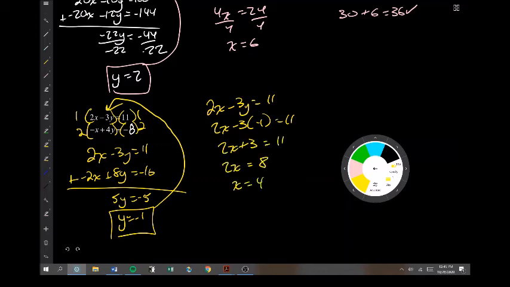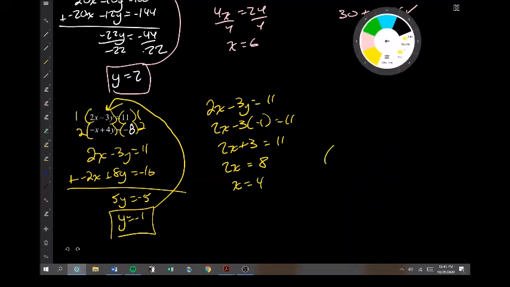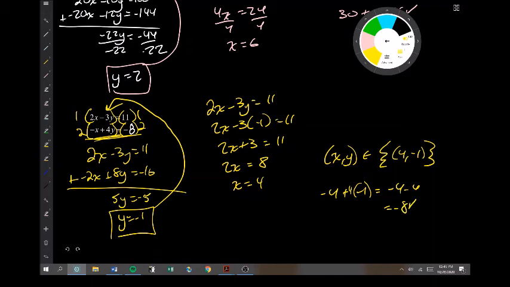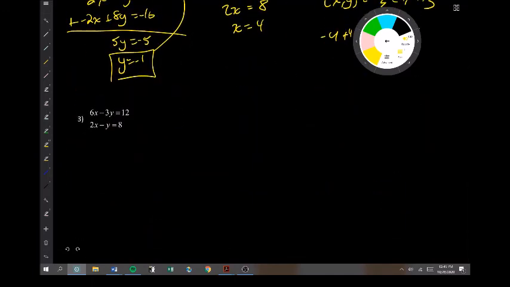And solve it without talking at all, apparently. So x, y is 4, negative 1. I'll check in the other equation. If I plug in 4 for x and plug in negative 1 for y, I get negative 4 minus 4, which is negative 8. Okay, last one. Again, pause, do it on your own, then check in.